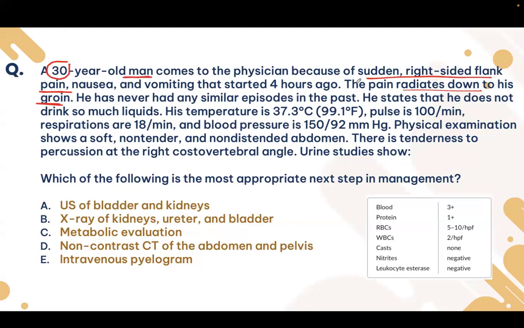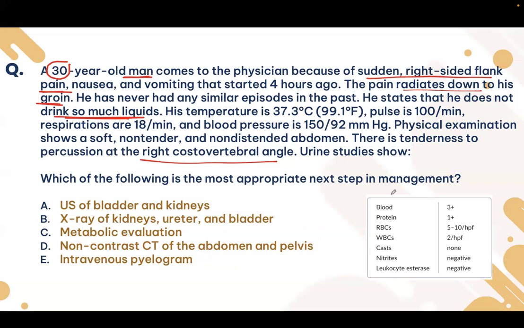Other clues in the question are that the guy stated he doesn't drink so much fluid. The rest of the examination might be helpful, for example, the right costovertebral angle. However, everything in between is not very important to us. So here we have a typical presentation of a loin to groin pain in a young adult man with these urine studies. So what's the diagnosis that you're thinking of?